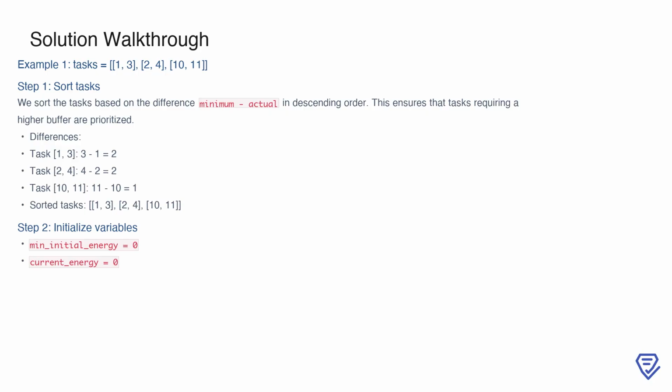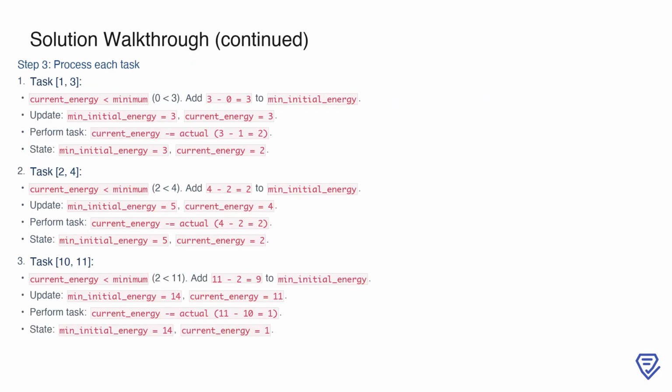Next, we initialize two variables, min_initial_energy, which will store the minimum starting energy needed, and current_energy, which tracks the energy we have at any point during the process. Both are set to 0 initially. Now, we process each task in the sorted order. Starting with the first task, [1, 3], we see that our current_energy is less than the minimum required, so we add the difference, 3 minus 0, to min_initial_energy. This updates min_initial_energy to 3 and current_energy to 3. After performing the task, we subtract the actual energy cost, 1, leaving current_energy at 2.